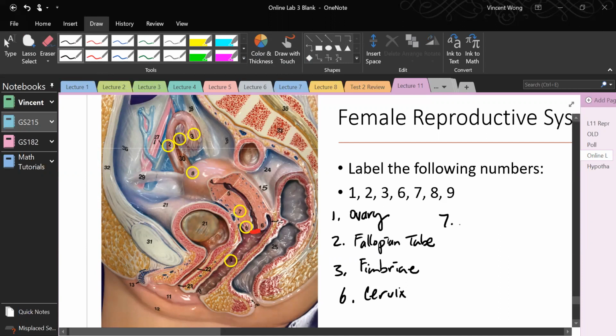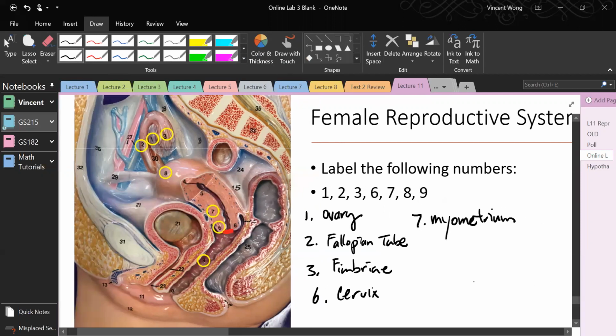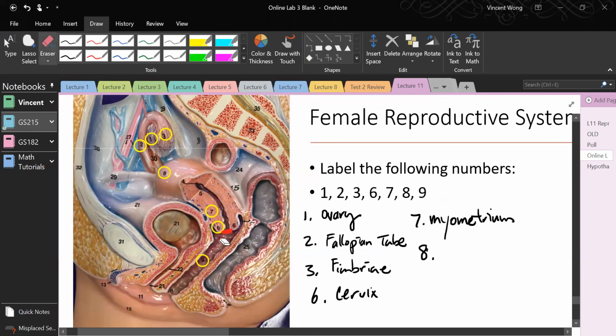Number seven, myometrium. That's the muscle. Number eight is right here. Sorry, that's number nine. Number eight is right here. That's the uterus. And number nine, that's the vagina.